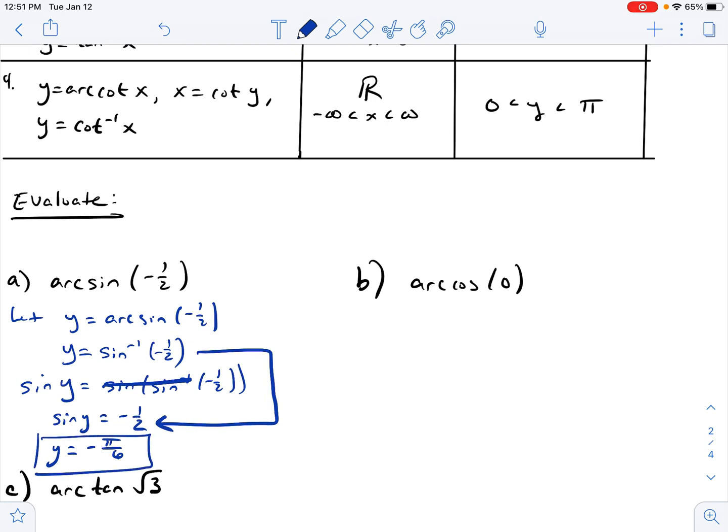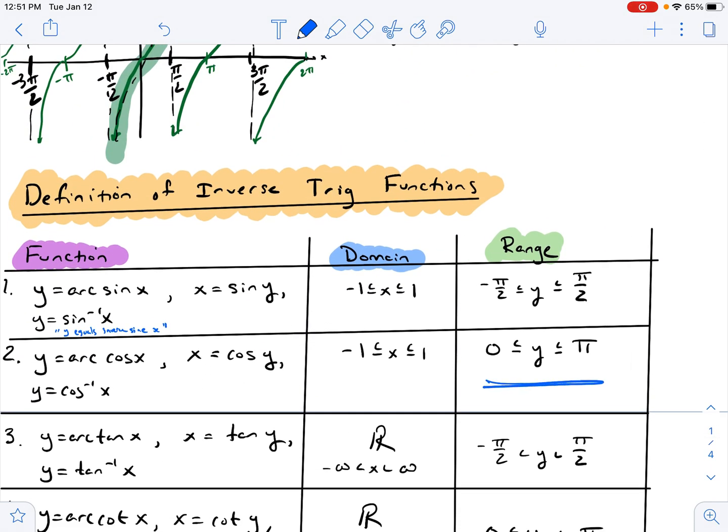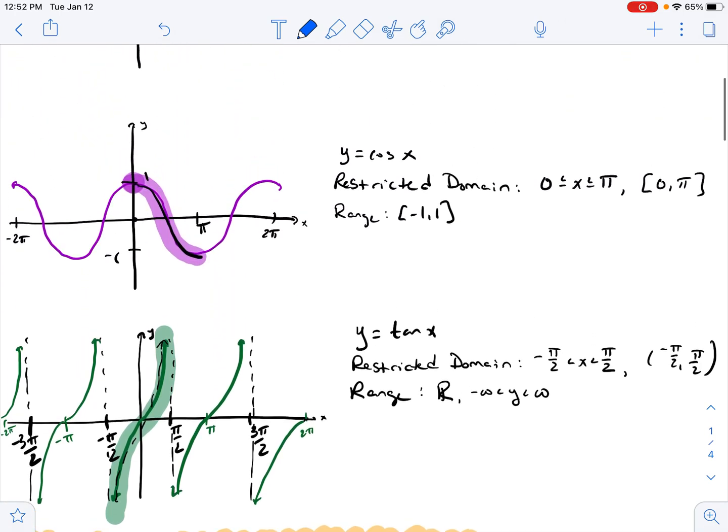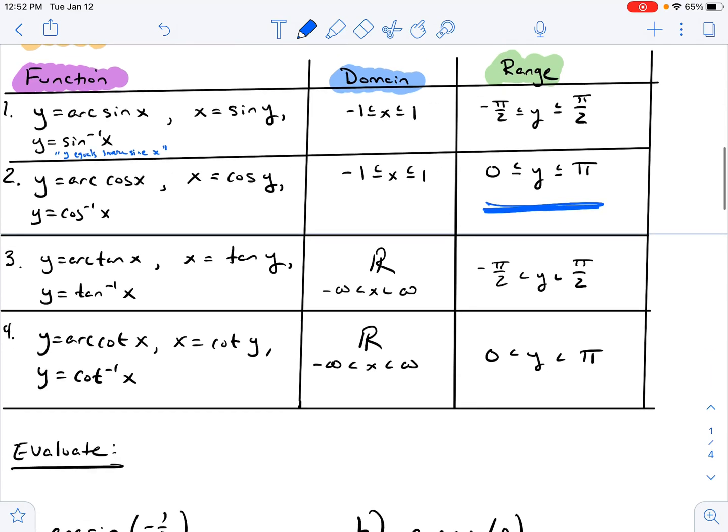Let's take a look at part B. Arc cosine of 0. So again, let y equal arc cosine of 0, and let's solve. I'm going to rewrite this and apply the cosine of both sides, and that's what gets rid of the inverse. So again, where does the cosine of an angle equal 0? Where does cosine equal 0 between 0 and pi? It looks like it equals 0 right there, and that's right at pi/2.